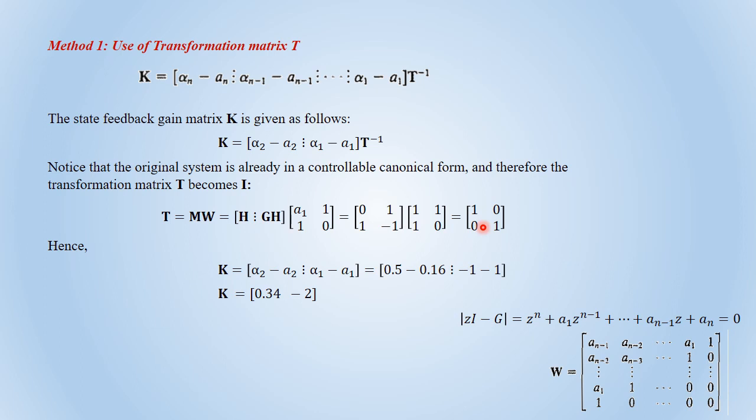Okay, and we can directly write T as I if and only if the system is in controllable canonical form. If the system is not in controllable canonical form, in that case we have to find out the capital T and it won't be the identity matrix I.